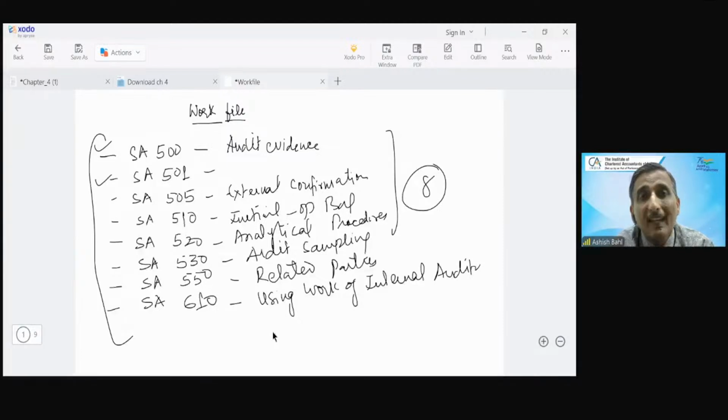Clear? So audit evidence can also be in documentary form. It can be in oral form, visual form. Like, the auditor is making inquiries. Sometimes he is making oral inquiries. So all the responses he is getting, all the information he is getting from the staff, from the personnel of the entity, may be in the nature of oral evidence.